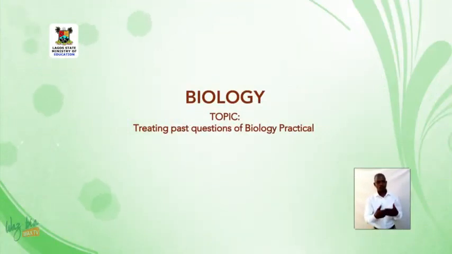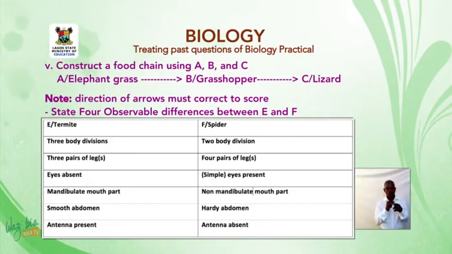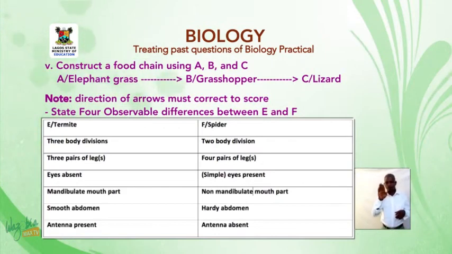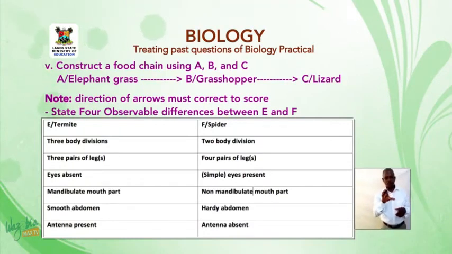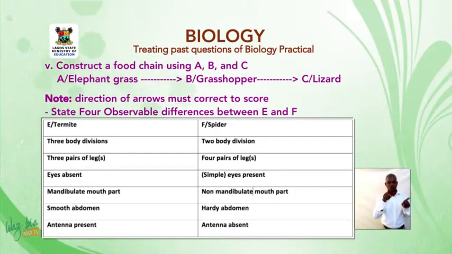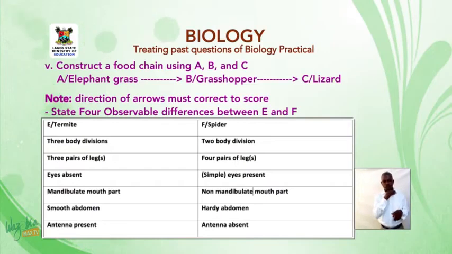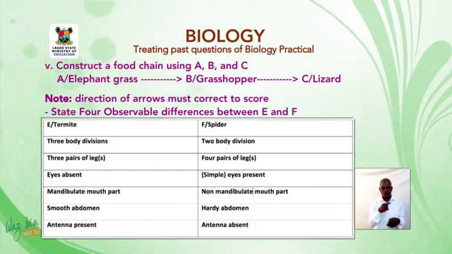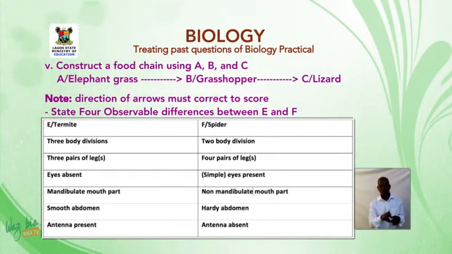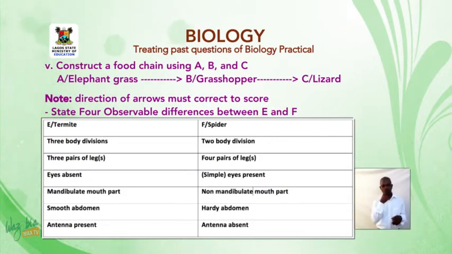You are welcome back. Construct a food chain using A, B, and C. A is elephant grass, B is grasshopper, and C is lizard. To construct a food chain, it has to be in that order: elephant grass first, followed by grasshopper, then lizard. Note, the direction of arrows must be correct to score. You can see where the arrows go to.